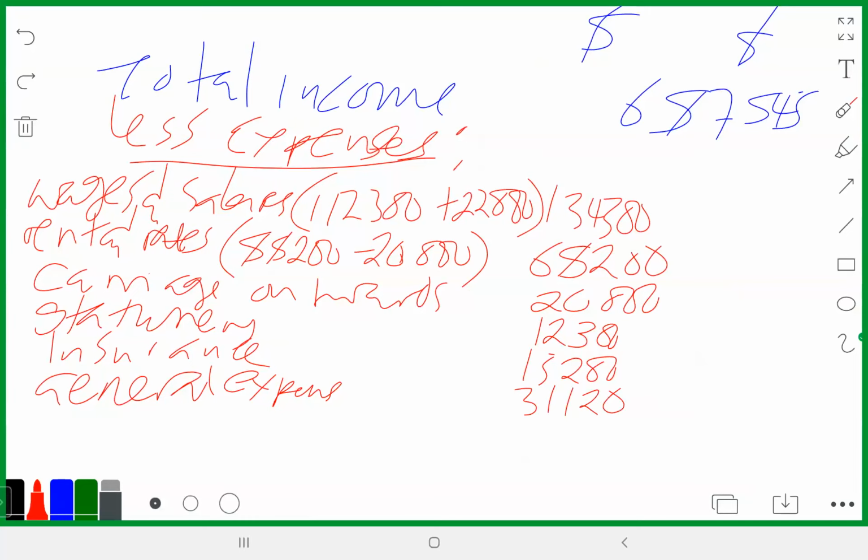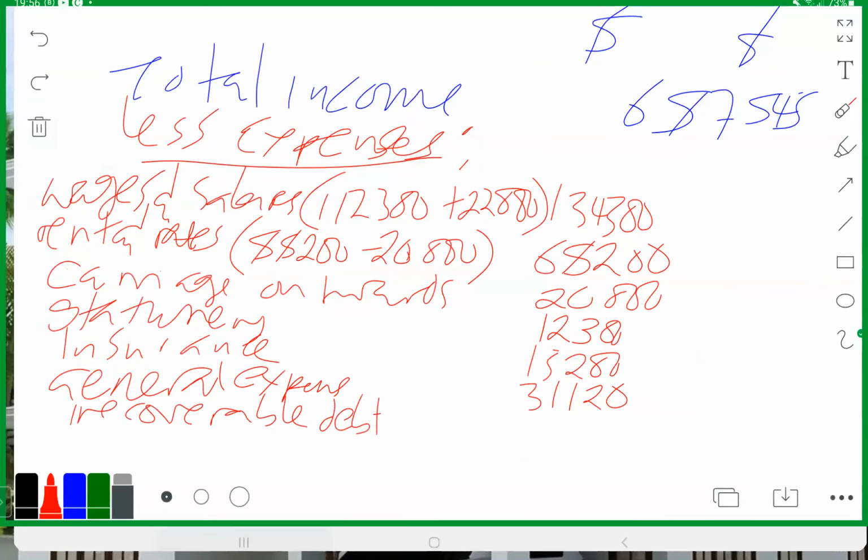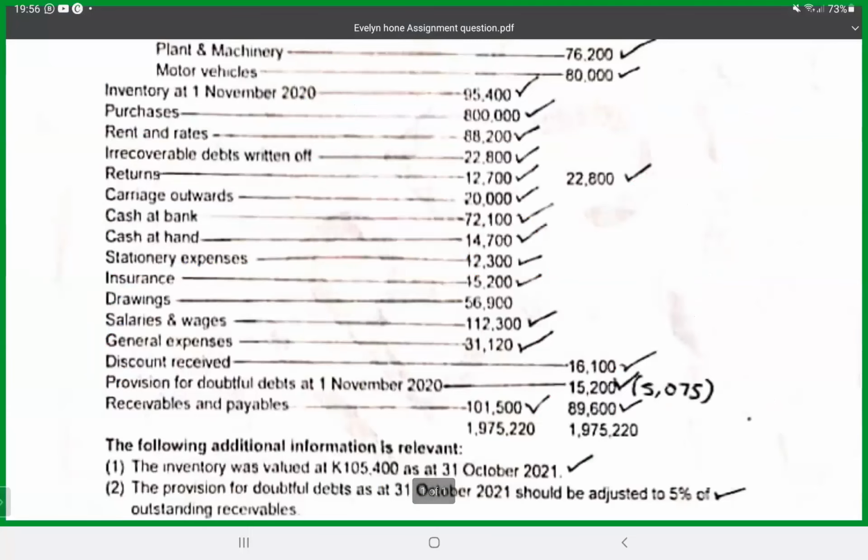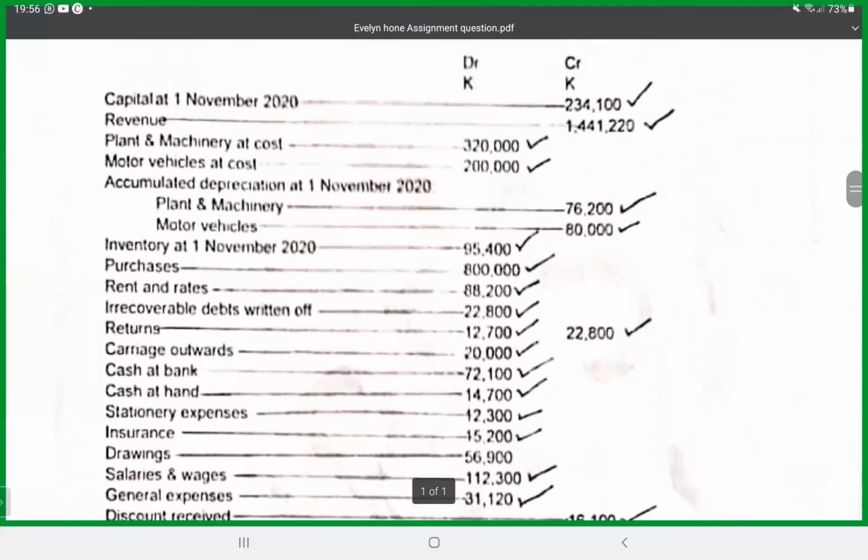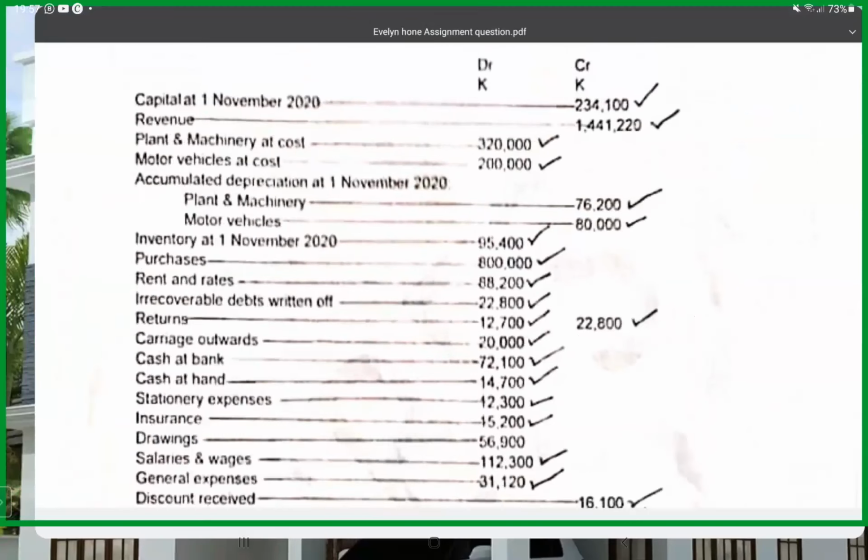Right. Then we need to add the irrecoverable debt, or bad debt. There is this statement that says irrecoverable debt written off is 22,800. It's an expense for us. So irrecoverable debt written off is 22,800.